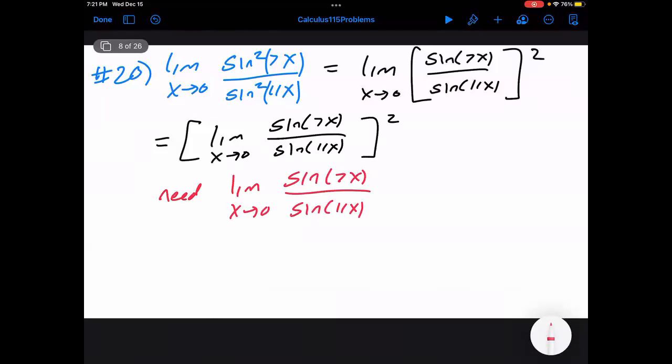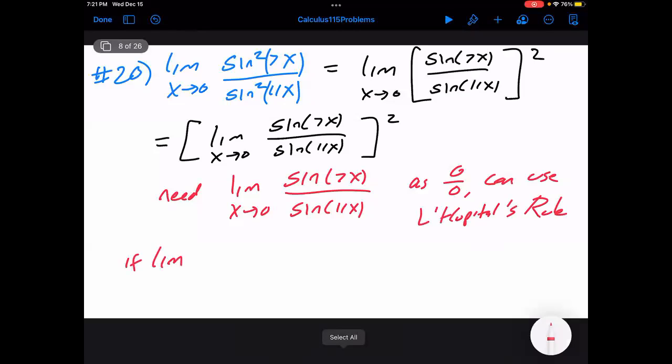So we need the limit as x goes to 0 of the sine of 7x over the sine of 11x. Now as x goes to 0, what does the top go to? 0. And what does the bottom go to? 0. So as it's 0 over 0, we can use L'Hopital's rule. Do you remember it?